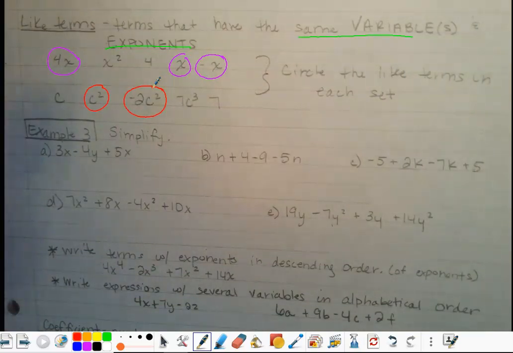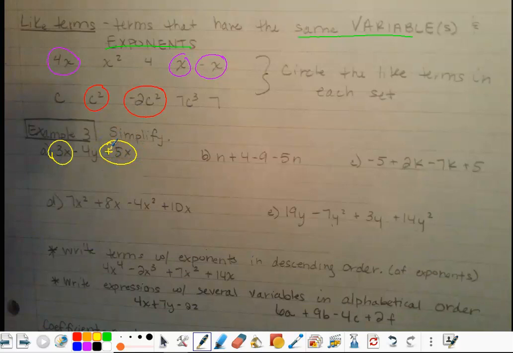All right, so in the first one, simplifying, we need to combine the like terms. So 3x and a positive 5x. Notice I'm taking the sign in front of the term, goes with it. So 3x plus 5x is 8x, and then we're going to bring down minus 4y. We didn't do anything with it.